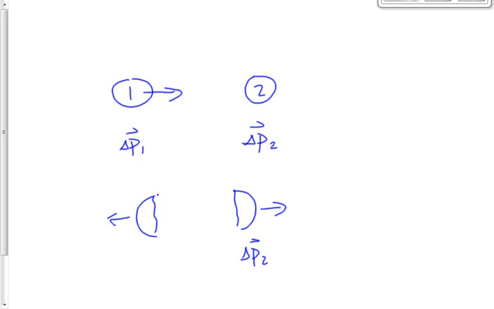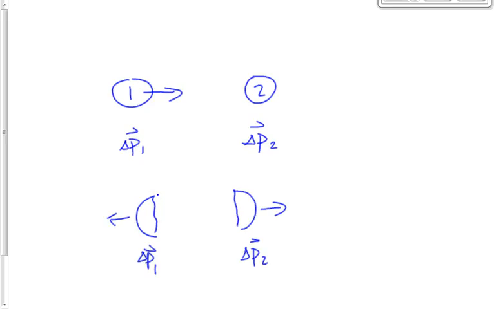Object number 1 wasn't moving. Now object number 1 is moving. That's an impulse, right? Every time you have an interaction involving 2 or 3 or 4 objects, each of those objects will experience an impulse. They will experience a change in momentum.